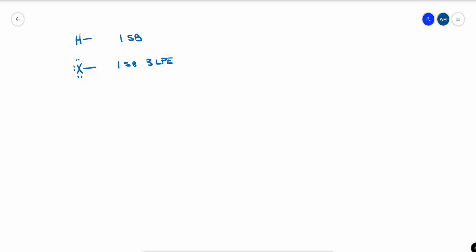Remember, the name of the game is the octet rule for everyone except hydrogen and helium. So when we draw these patterns, we should be able to count to 8: 2, 4, 6, 8. For hydrogen and helium, it's just going to be a duet, 2.